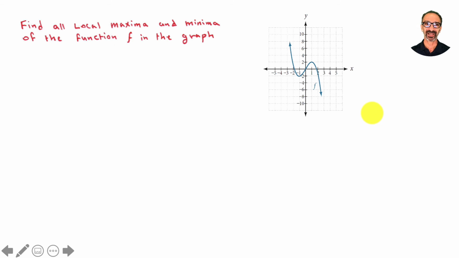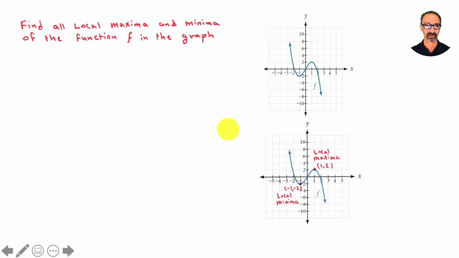Find all local maxima and minima of the function f in the graph. Well, the graph right here shows that we're going down, then back up, then down, decreasing, increasing, decreasing, increasing, then decreasing again. This would be a local max at 1 and the value is 2, the maximum value. This would be a local minimum, and the local minimum occurs at -1 and the value is -2.